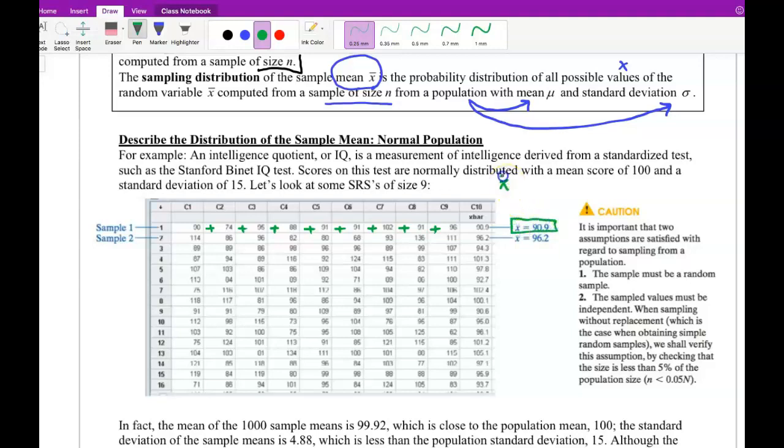So x bar is equal to the sum of all that data, the sum of C1 up to C9, then divided by how many we have. In total that is 9, which is equal to 90.9. Same thing for each row.